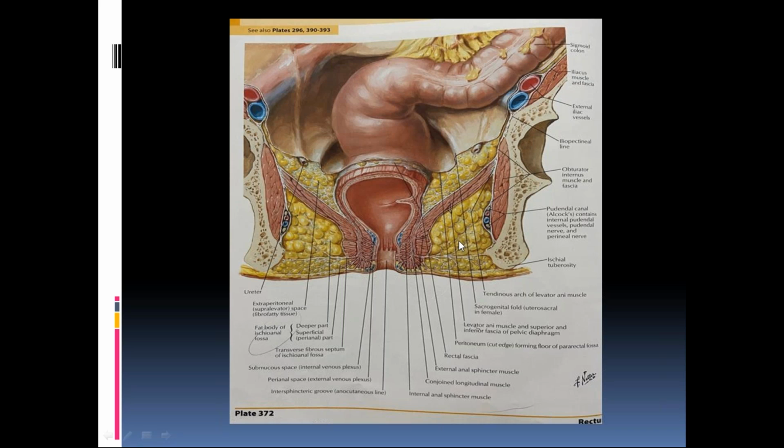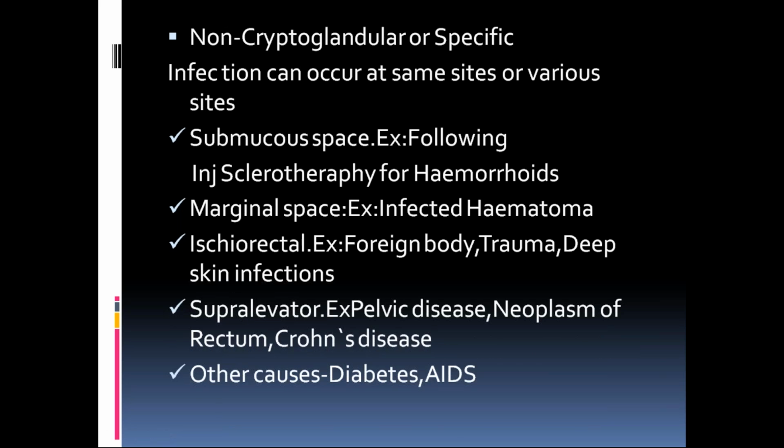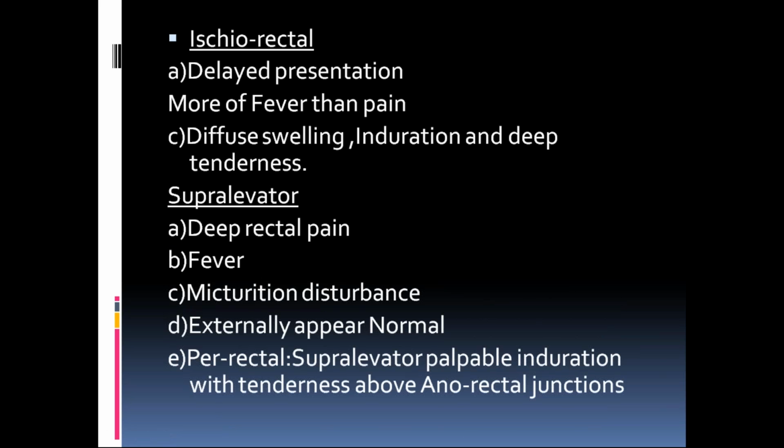So in perianal abscess pain will be more, whereas in ischiorectal abscess pain will be less. But due to the deep seated abscess, patient will have high fever, higher than pain. On examination, there will be no well localized swelling. You can visualize a diffuse swelling, and there will be diffuse tenderness, deep tenderness, and induration.